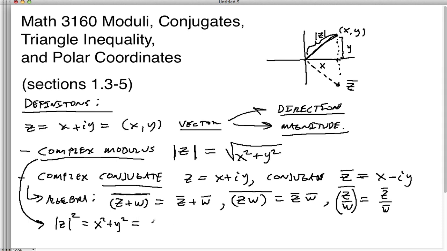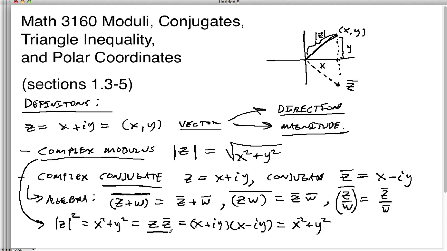Well, it turns out that's equal to z times z conjugate. And of course, we can see that x plus iy and x minus iy gives x squared. Then the imaginary cross terms cancel. And then we have an i times an i, and that gives us a y squared. But because there's a negative sign there, that leaves us with a positive y squared.